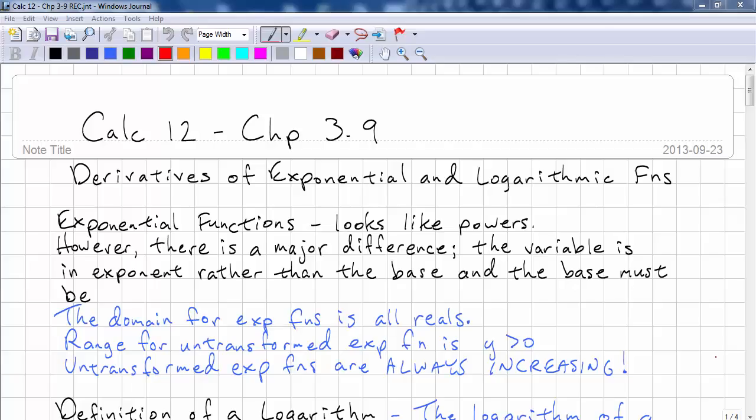This is Calculus 12, Chapter 3.9. We're going to be looking at derivatives of exponential and logarithmic functions.